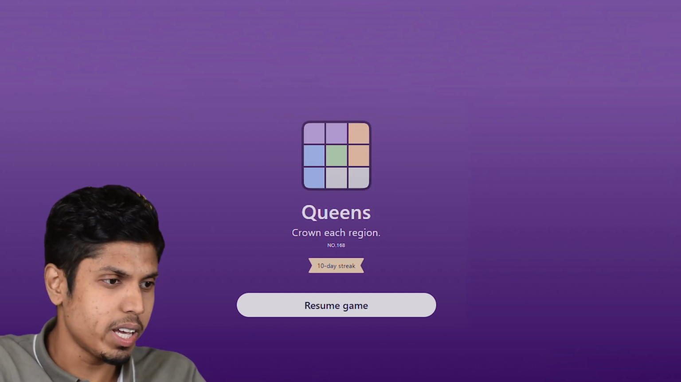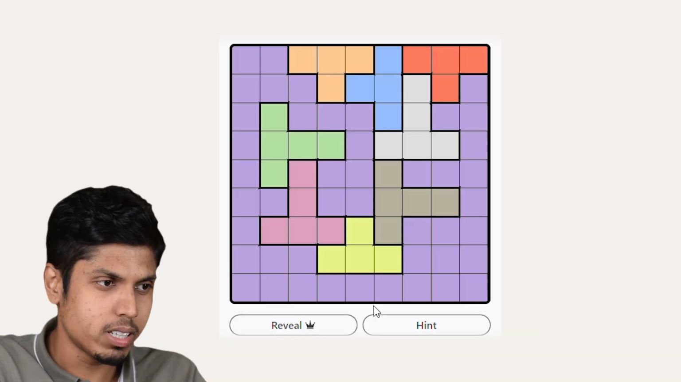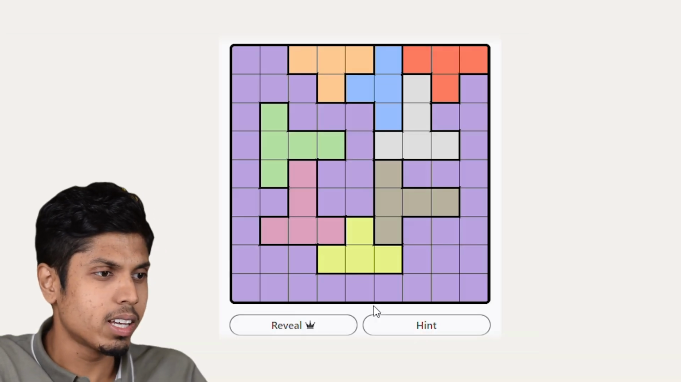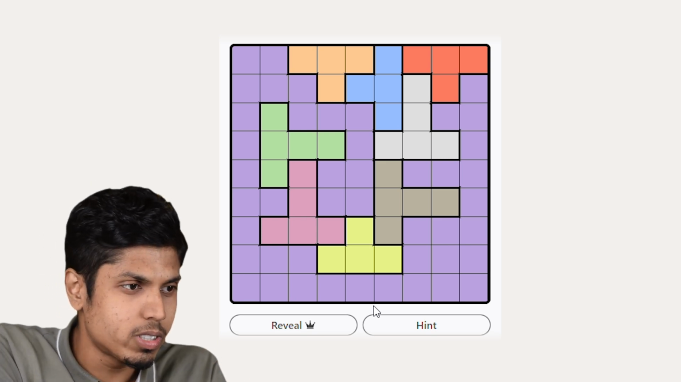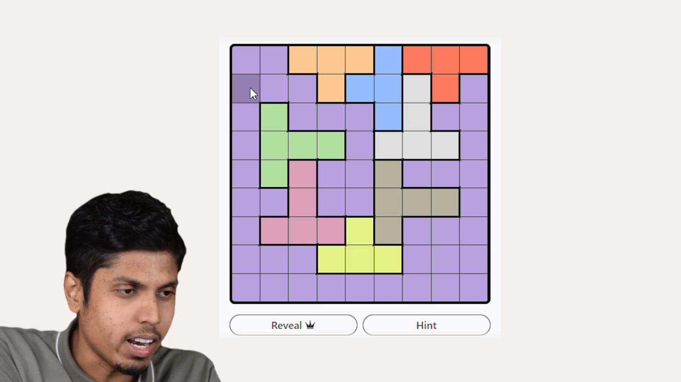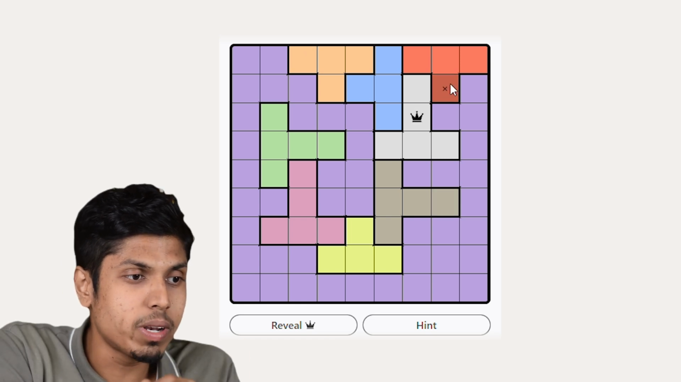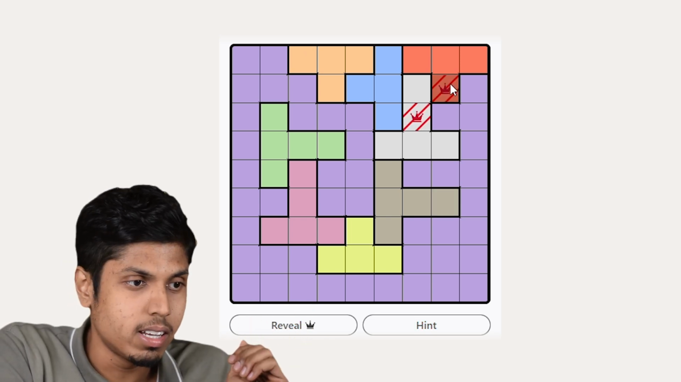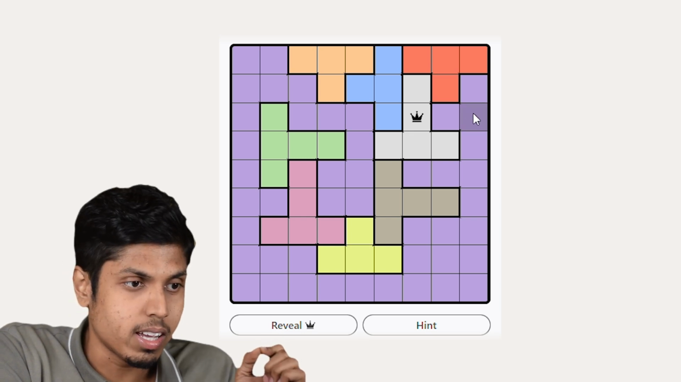So here is the front page of the game. If you click on the start game button, you will be redirected to the actual game page. So as you could see, here we have 1, 2, 3, 4, 5, 6, 7, 8, 9 colors, 9 rows and 9 columns.